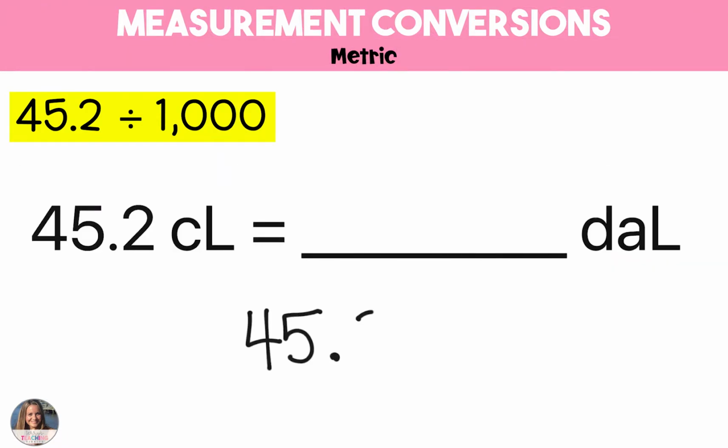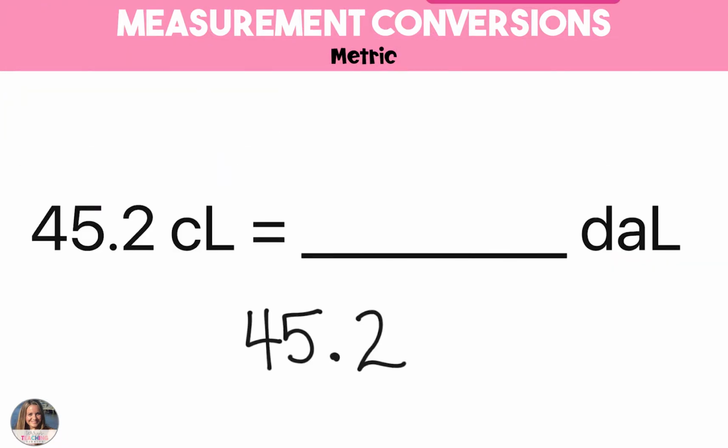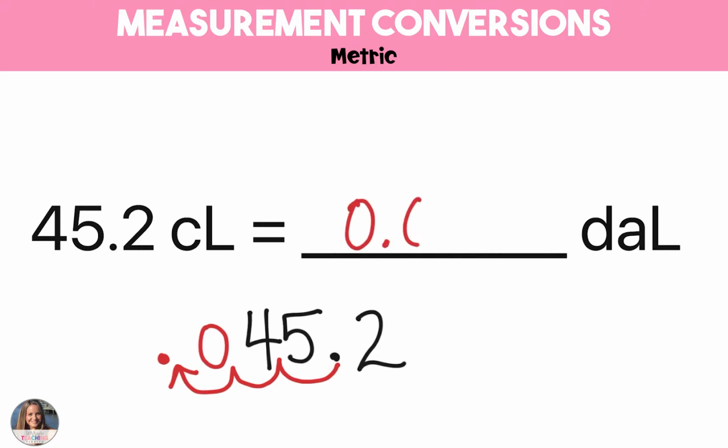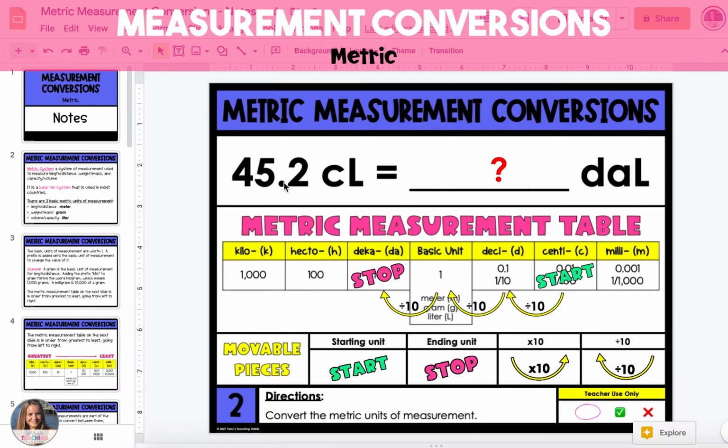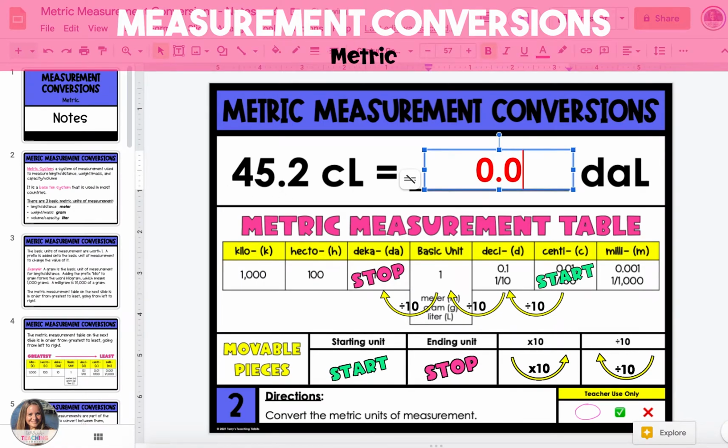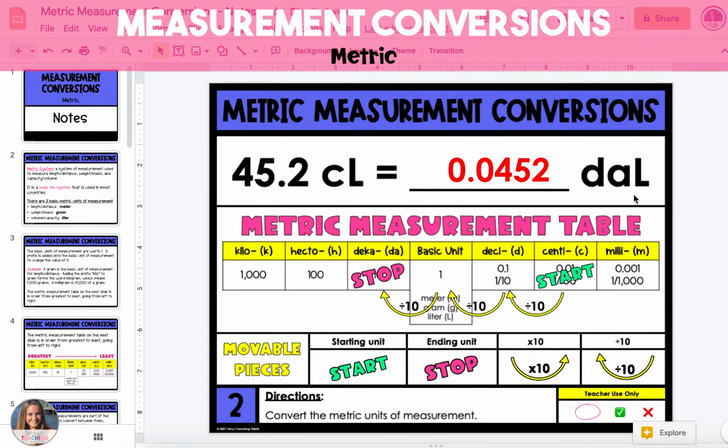You can either shift all of the digits in the number to the right in a place value chart, or you can take the decimal point and move it 3 places to the left, which decreases the value of each digit by 3 powers of 10, or 1,000. So 45 2/10 centiliters converts to 452 10,000ths of a deciliter.